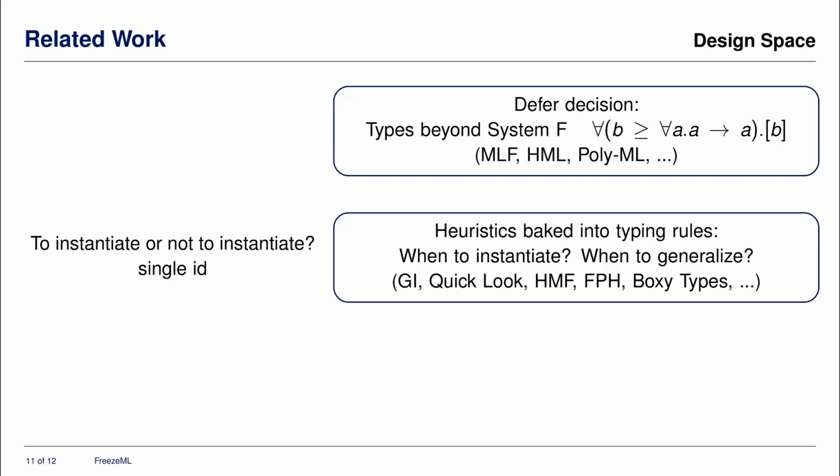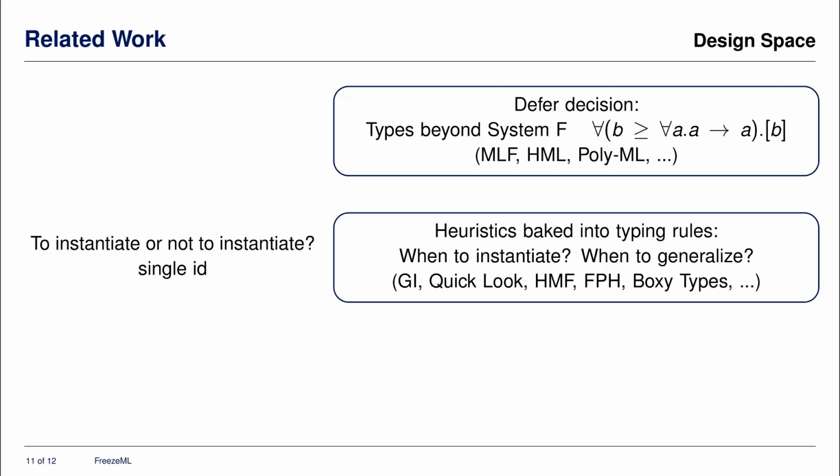Then there is a large group of systems that use heuristics to decide when to instantiate and when to generalize. I said a bit about this earlier, but in FreezeML we deliberately decided against doing that. Don't get me wrong, these systems have their merits and they will save you some ink as compared to FreezeML in many cases. But when they don't, the user has to understand what exactly the heuristics do in a case where they didn't do the right thing. So we made this deliberate decision of designing a system where we hope that it's simple to understand what the type system is doing, even if you have to be more explicit about your intentions.